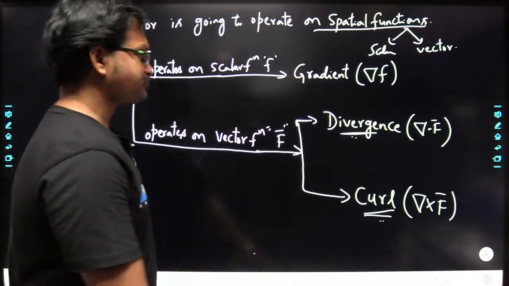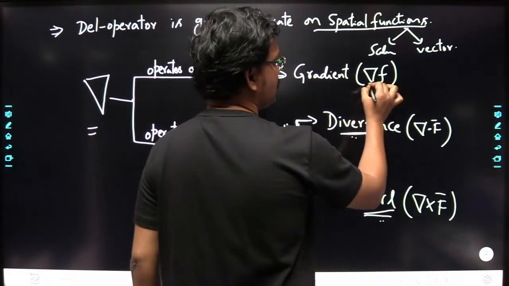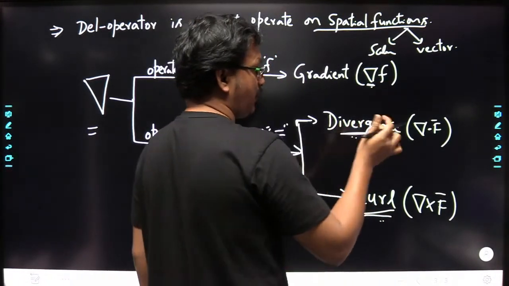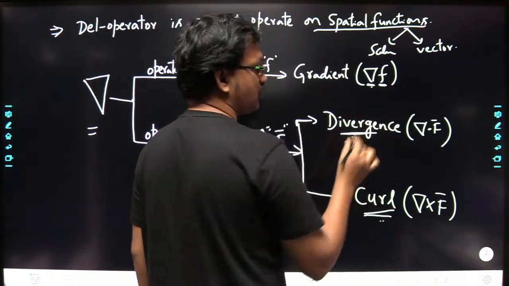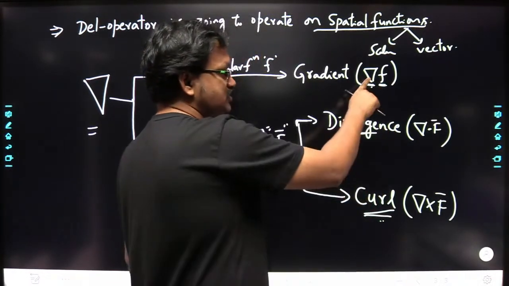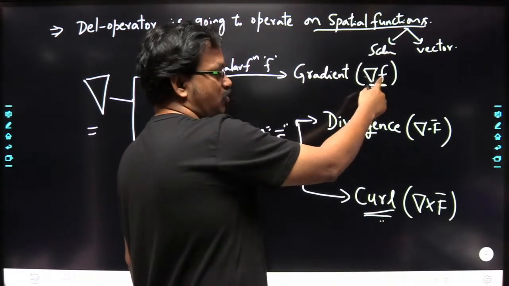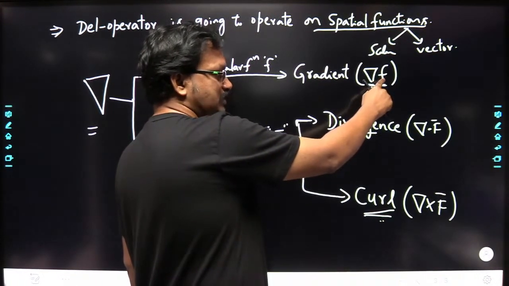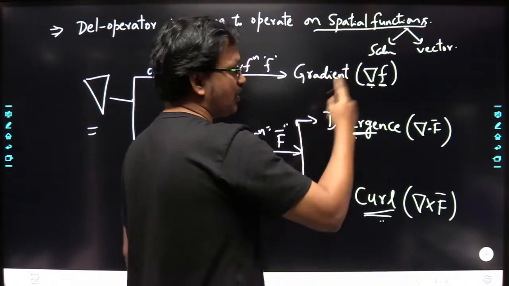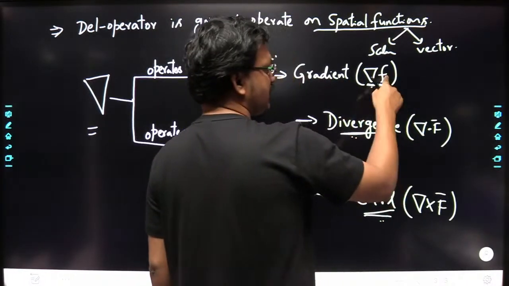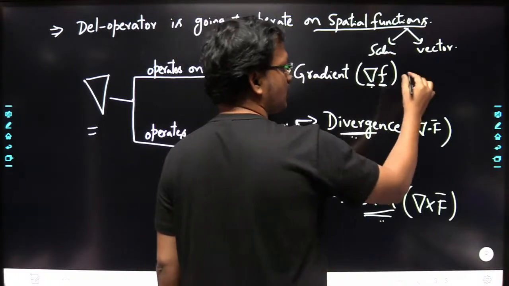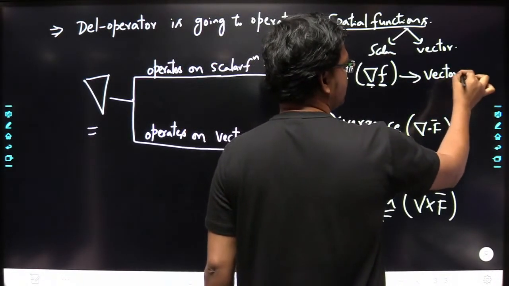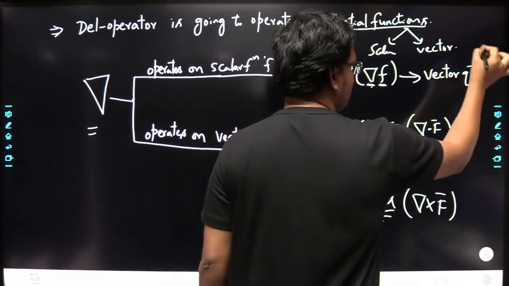Now see here. Del is nothing but a vector differential operator, and here f is a scalar function. So this is a vector and this is a scalar. You are simply multiplying a vector operator with a scalar function. So vector into scalar, the resultant is nothing but a vector quantity.